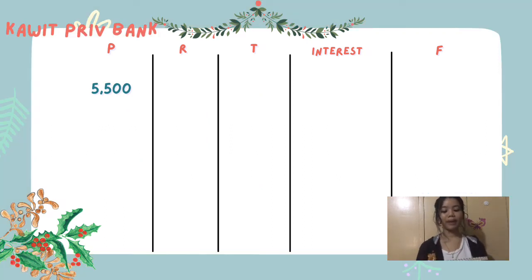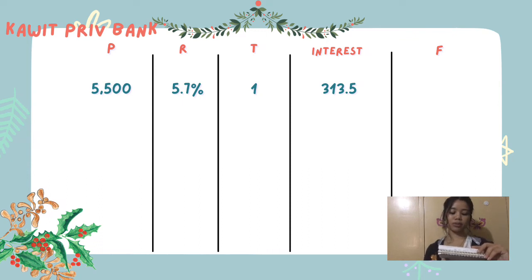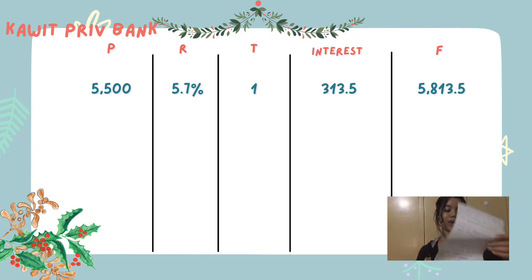Time to solve the other bank, which is Kawit Private Bank that offers 5.7% for 9 years. So, just like what we did in the previous table, 5,500 pesos and the 5.7% of it is 313.5. So, 5,500 pesos plus 313.5 is equal to 5,813.5.